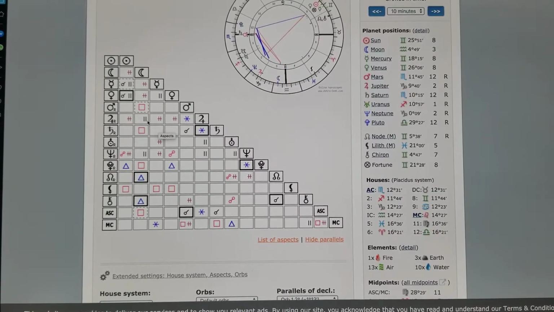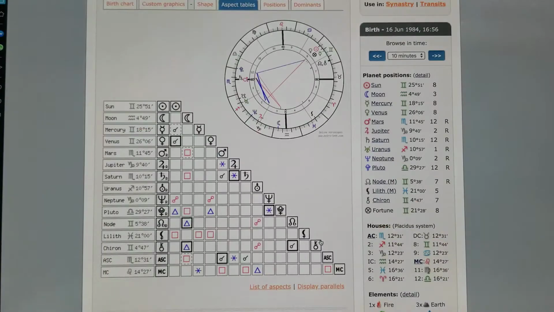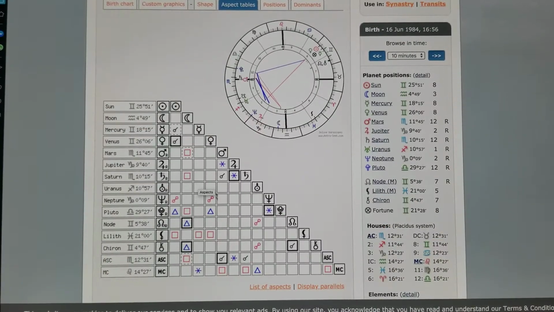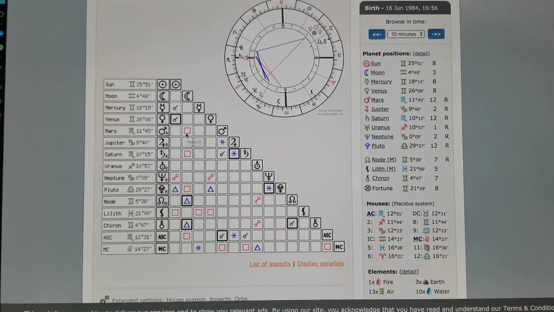These lines mean parallel and contra-parallel, but I'm not going to be talking about this. This is a little more advanced. Not really, it's just more information. So I'm going to keep it simple and I'm going to hide those aspects for now. Okay, I'm showing you the main aspects. So the aspects, you can see them in red and blue.